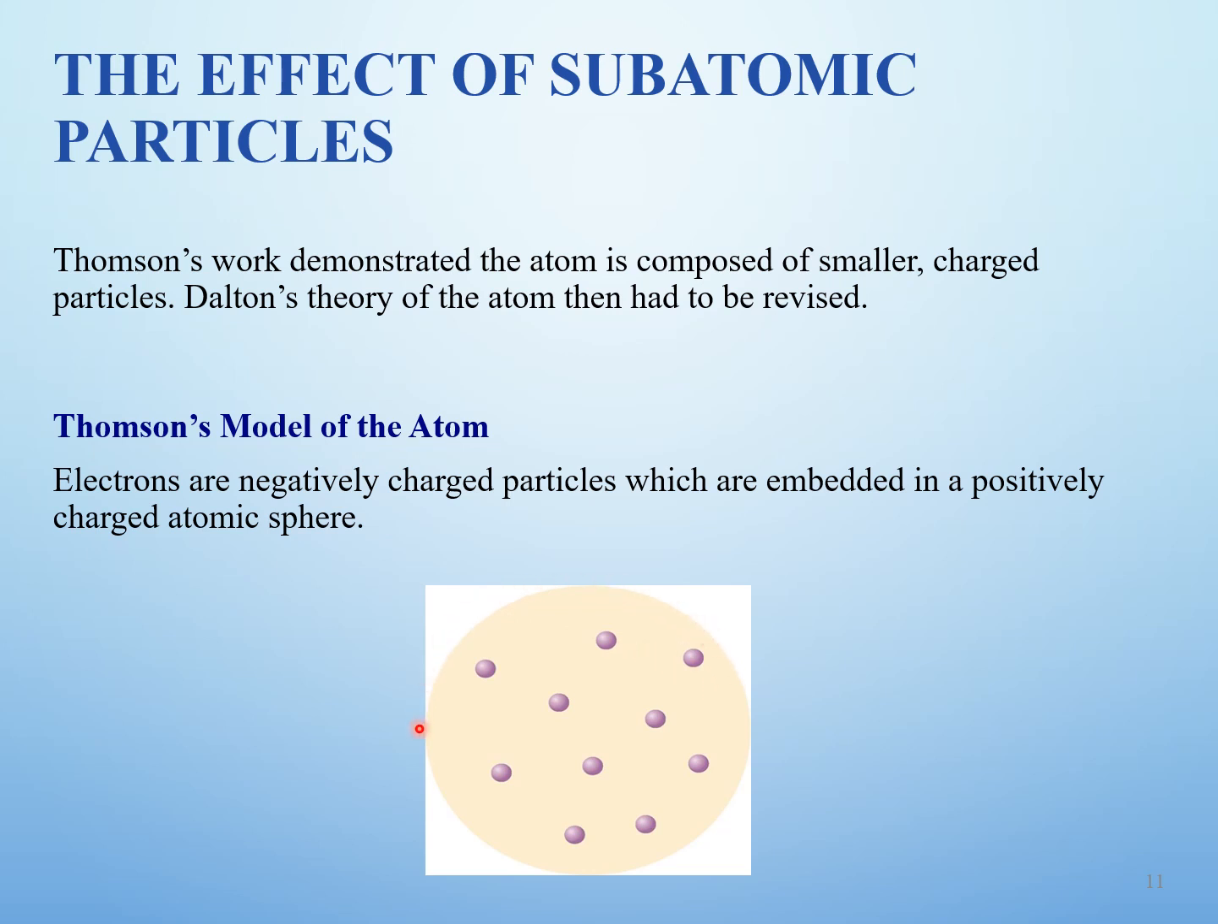This model is called the plum pudding model. They have a lot of plum pudding in England, so that's why it's common for them. If it was an American scientist, we might have called it the blueberry muffin model, okay? Because there are these little blueberries in there, evenly distributed, and the muffin overall is a positively charged atomic sphere. So that was the theory they came up with since they found electrons.